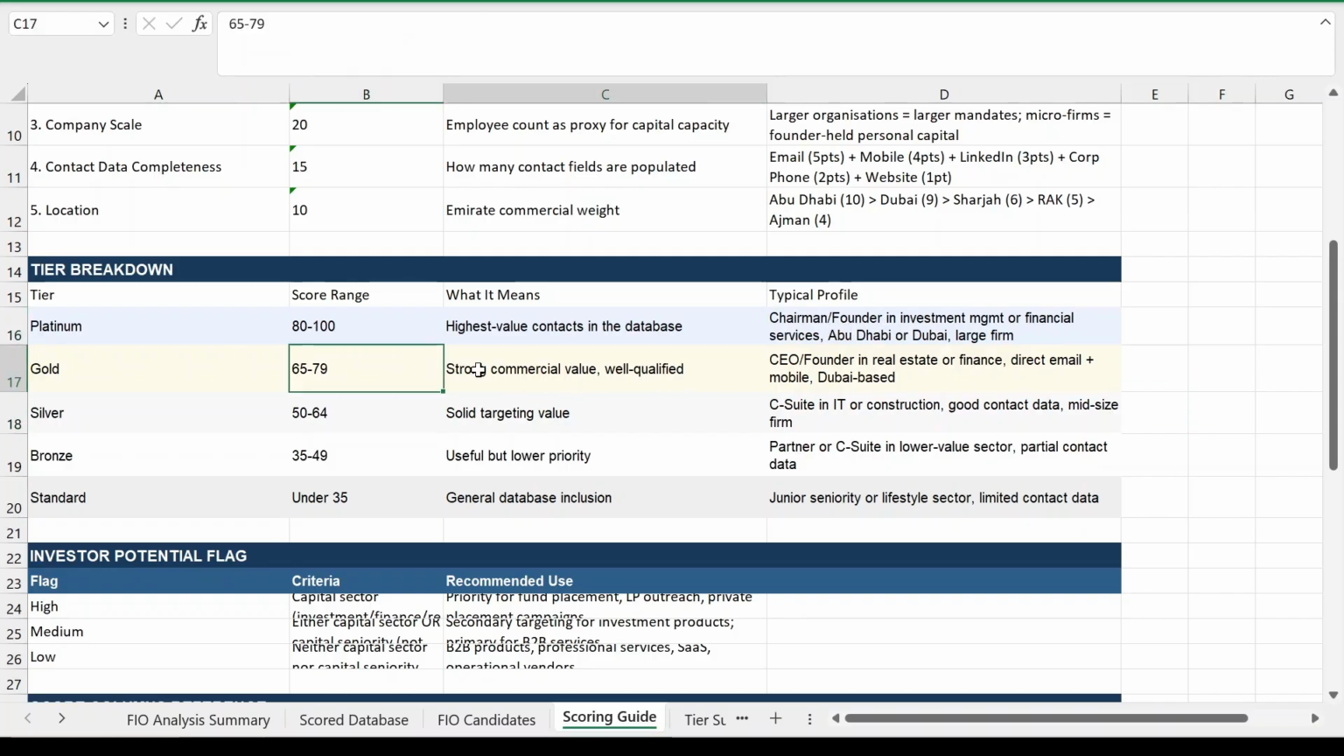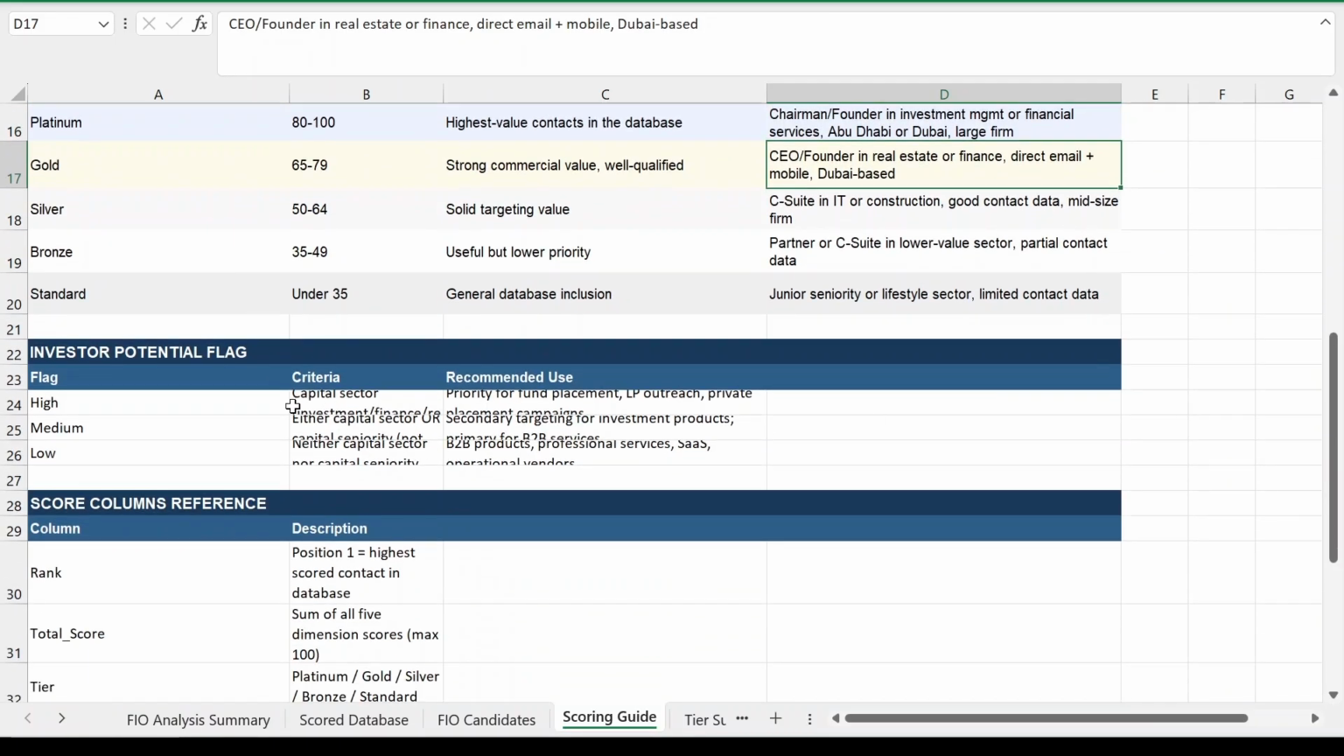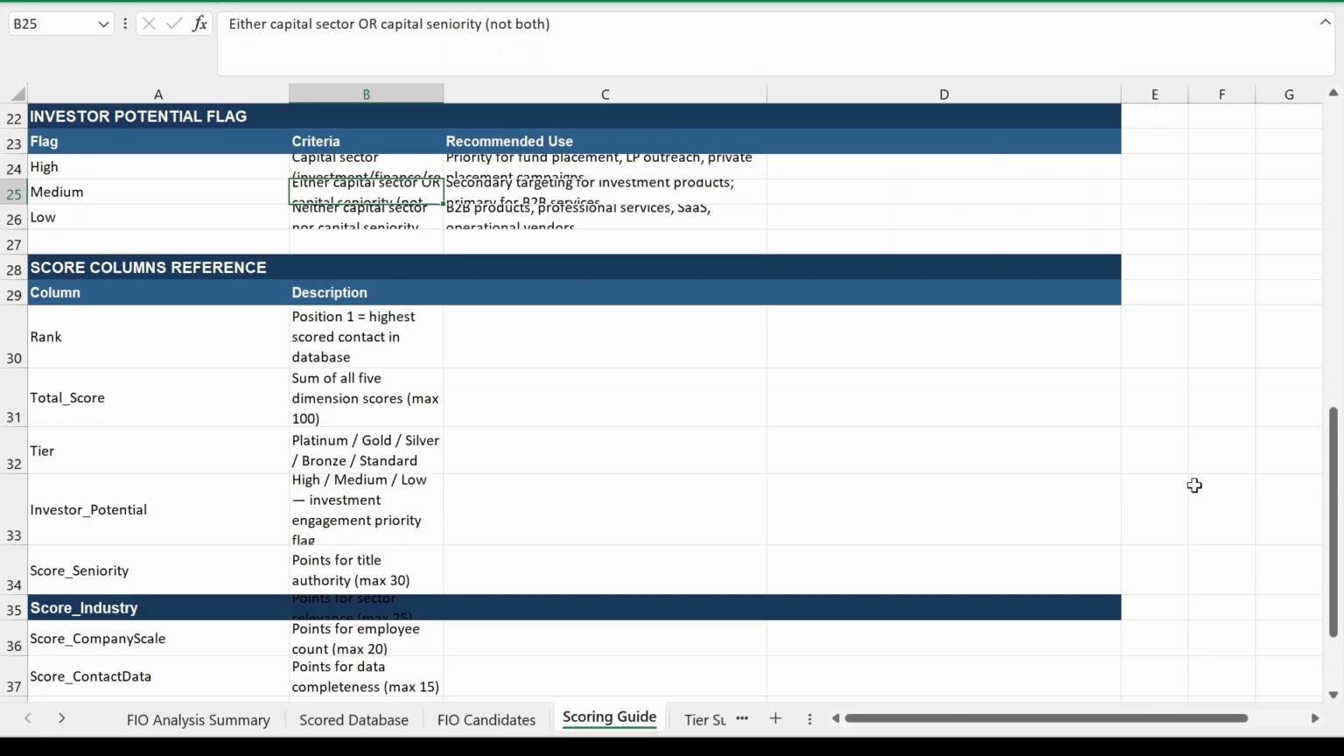Then you can see gold, strong commercial value, well qualified, CEO, founder in real estate, finance, direct email. Well, they all have direct email, so that's no issue. Many of them do have mobiles, so that's how that got picked up. So obviously the first two are going to have mobiles. And then the investor potential flag, capital sector, either capital sector or capital seniority or both. So again, you can see this is the science behind all that.